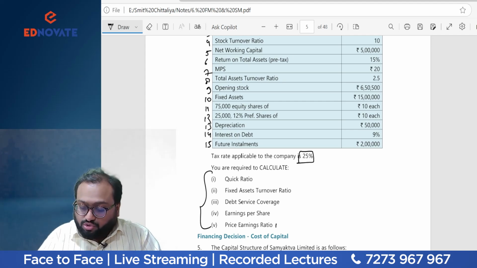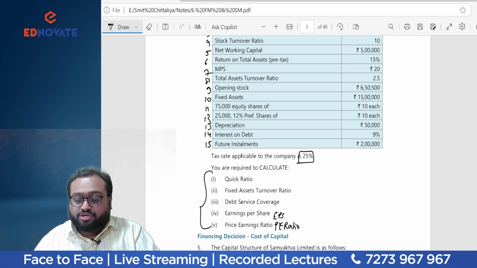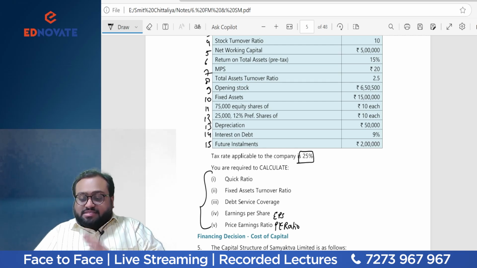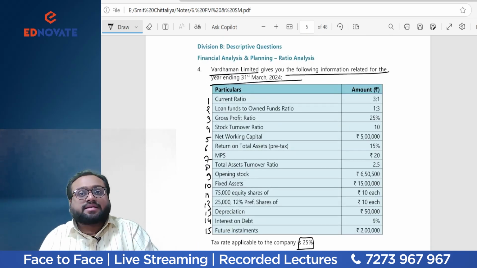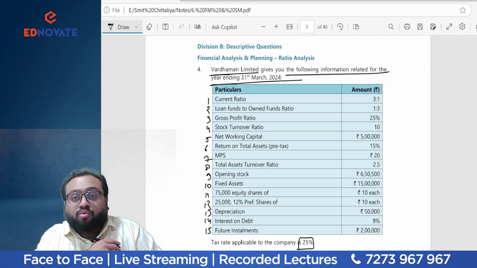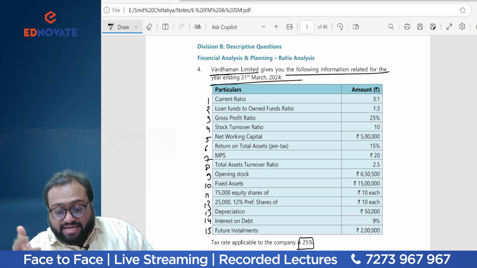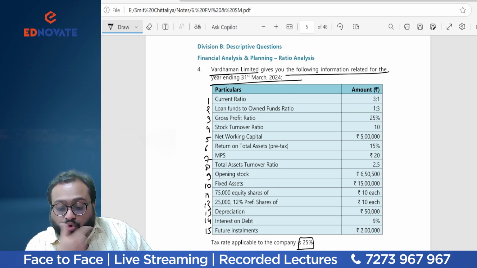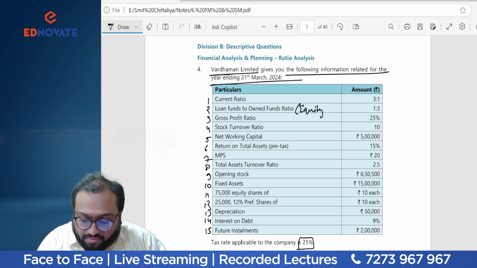Price earning ratio is nothing but your P/E ratio. EPS, debt service ratio, fixed assets turnover ratio, and quick ratio. Means if I want to find out these 5 items, I need to use the above 15-16 information. What are the 15-16 information? Let us read one by one. First is your current ratio. Second is loan funds to own fund. Own fund is nothing but your equity shareholders' fund. Am I right? It is nothing but your equity shareholders' fund.